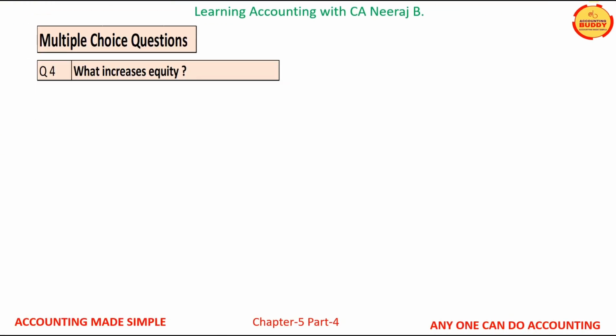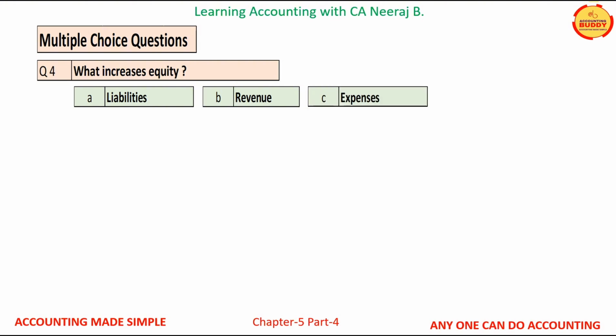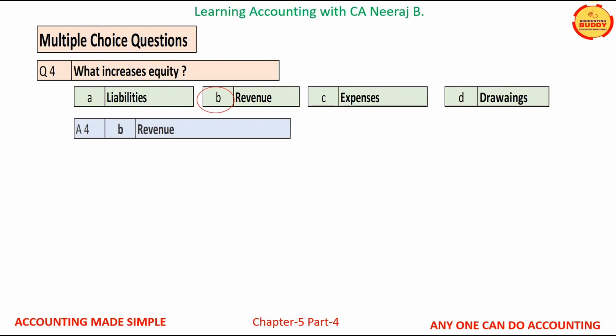Question number 4 on your screens is, what increases equity? And the options are option A, liabilities, option B, revenue, option C, expenses, and option D, drawings. We know that liabilities, expenses, and drawings will decrease the equity. Therefore, the correct answer is option B, revenue.